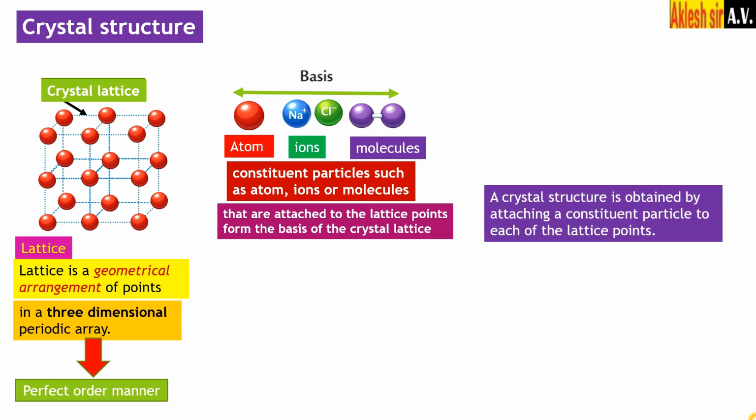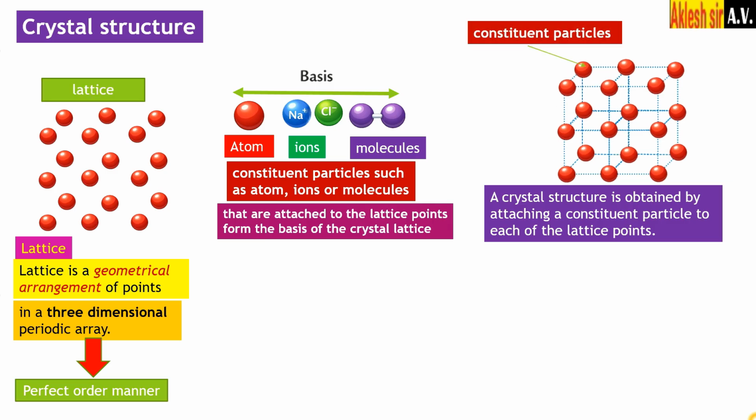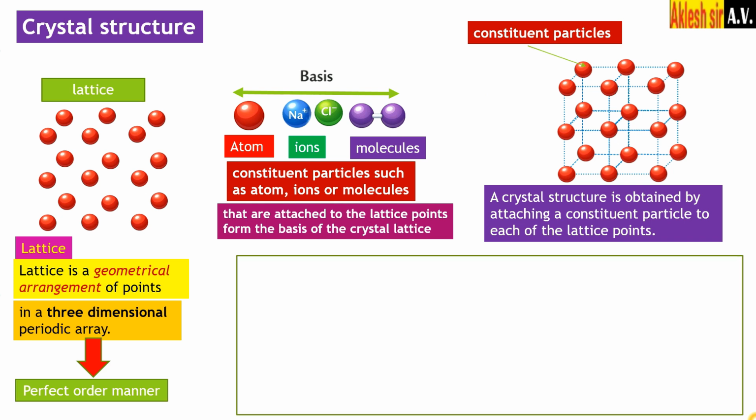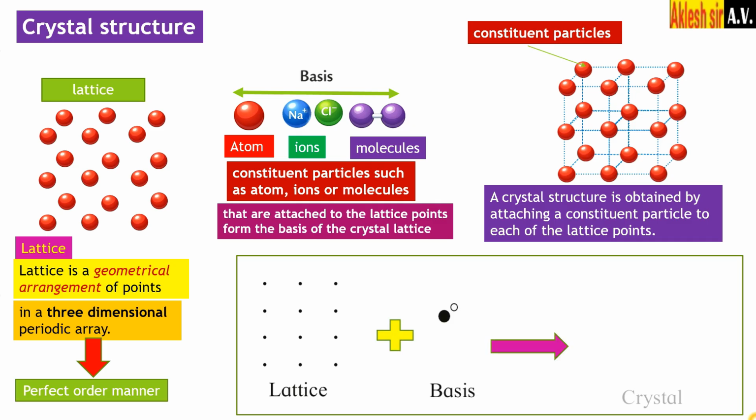A crystal structure is obtained by attaching a constituent particle to each of the lattice points. Lattice is a point in space, and basis is atom or ions. When bases are added to the lattice points, a crystal is formed.